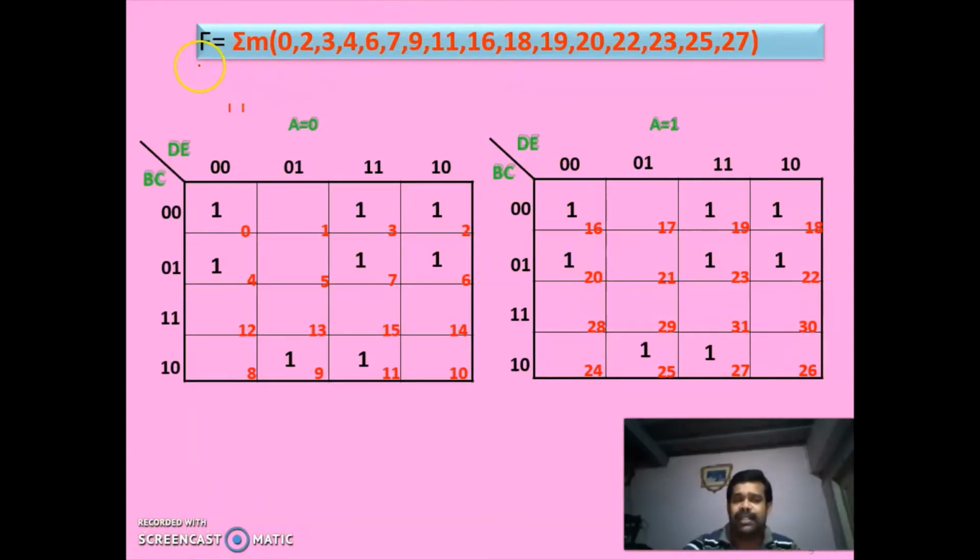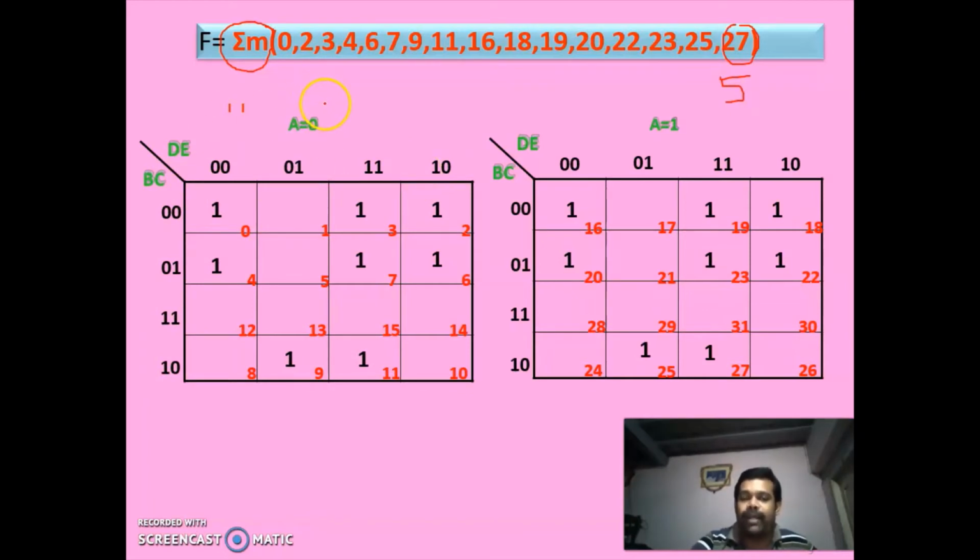Now directly we will go to a problem. So this is a problem. They have given f is equal to summation of m. Since you are having summation, the question is in SOP. In this question, the highest number is 27. We know that to represent 27, we need a minimum of 5 bits. So we are going to draw a 5 variable map.